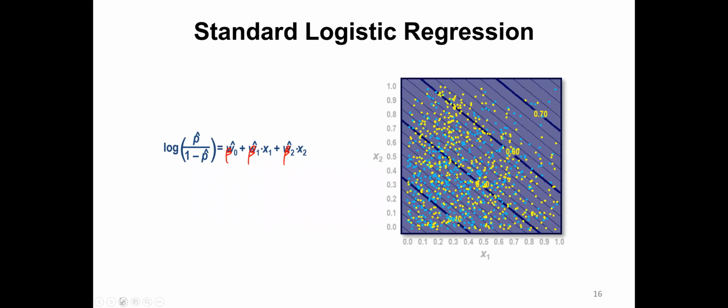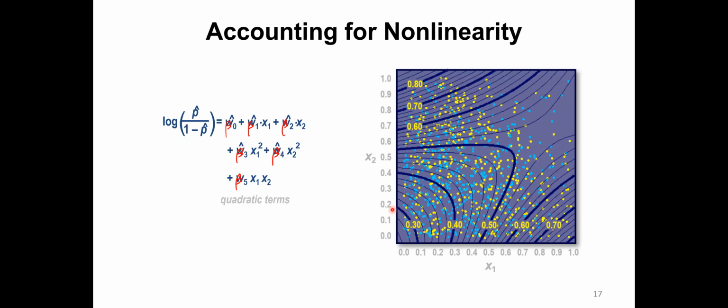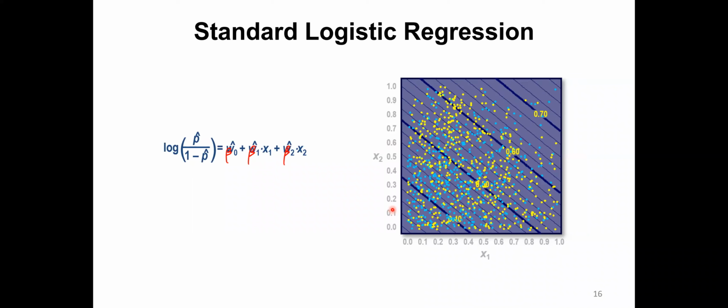Now let's have a look at the standard logistic regression. The log odds, you put it in this way: beta 0 plus beta 1 x1 plus beta 2 x2. And you have x1, x2, and then you have the probability, right? This is a response surface. Now the log odds change like this.